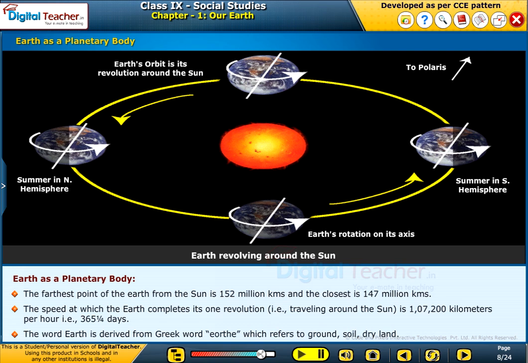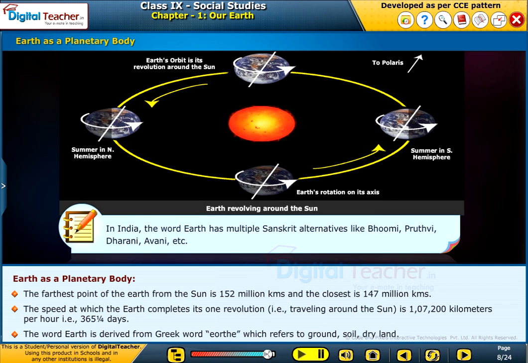The word Earth is derived from the Greek word Earthe, which refers to ground, soil, dry land. Note: in India, the word Earth has multiple Sanskrit alternatives like Bhumi, Prudvi, Dharani, Avani, etc.